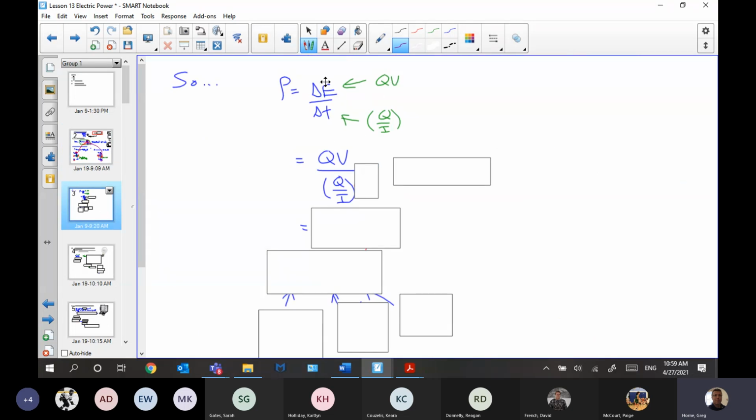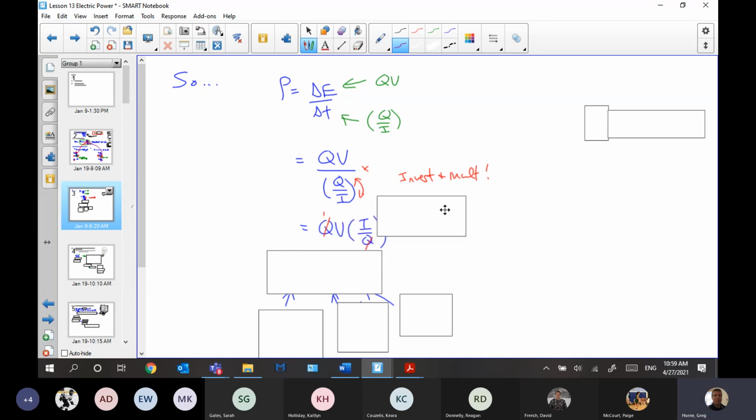So QV is gonna go in the top, Q over I is gonna go in the bottom. So boom, there they are. All right. And then luckily you paid close attention in math class when they talked about how you divide by a fraction, which is you invert and multiply, right? That gives you the equivalent mathematical result. So there's my invert and multiply.